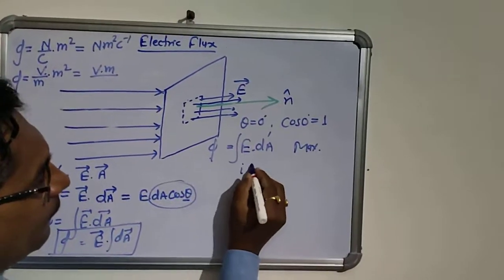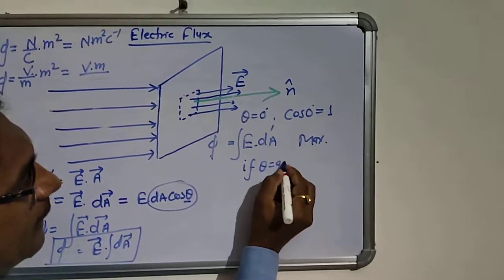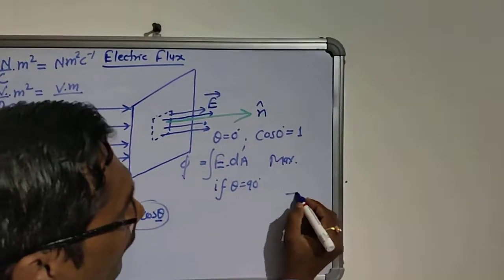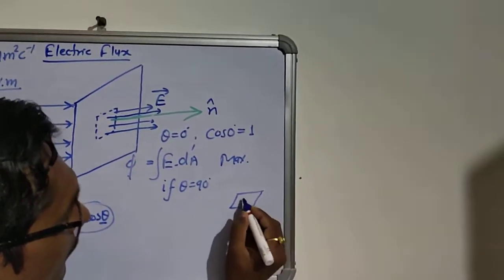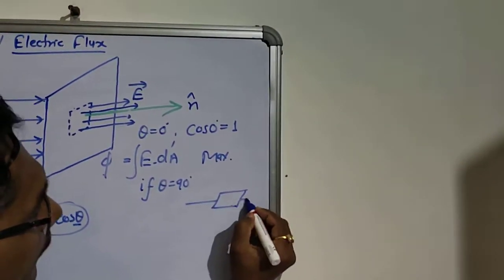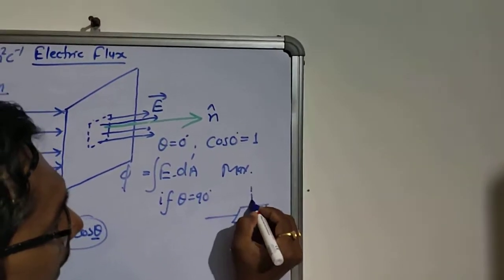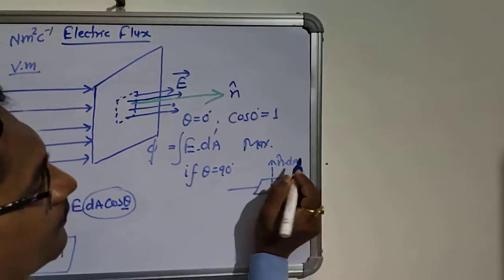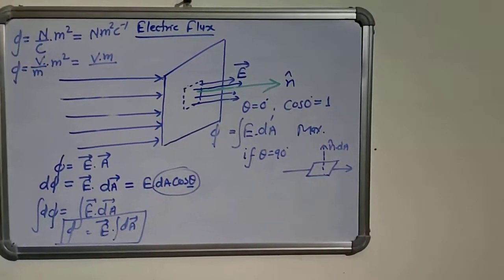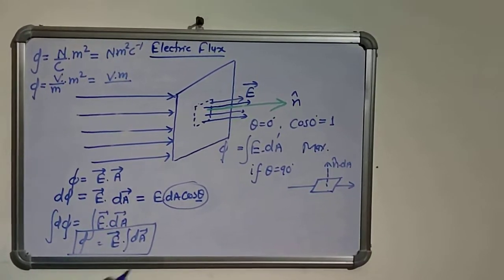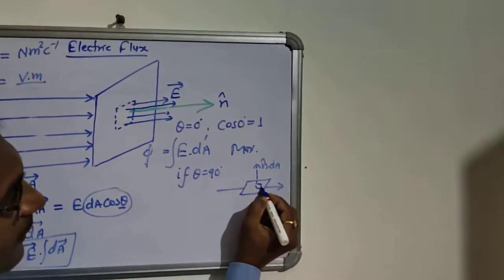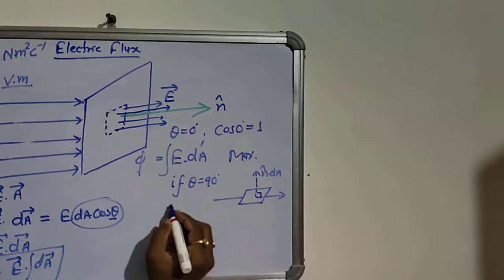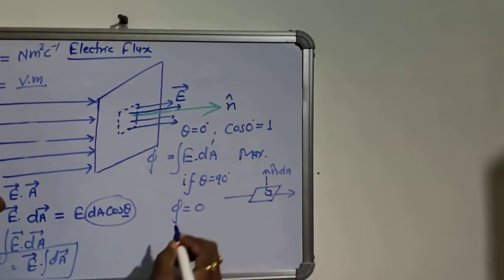And if theta is equal to 90 degree, like this, suppose the surface is like this, electric field lines are moving in this direction and the normal is acting in this direction. Okay, this angle theta is 90 degree, so flux equals 0.